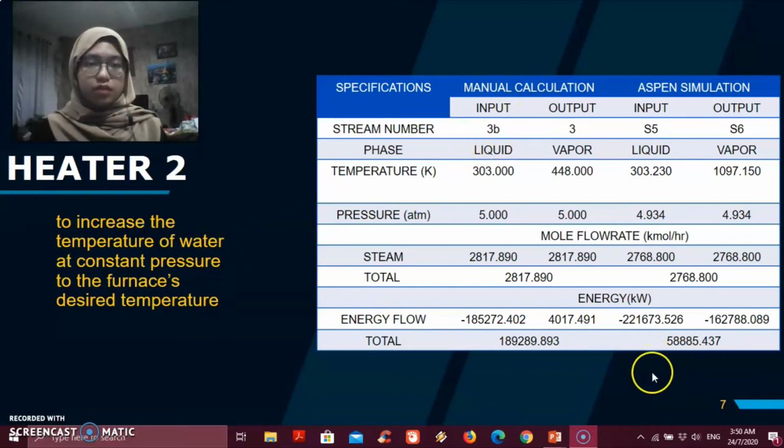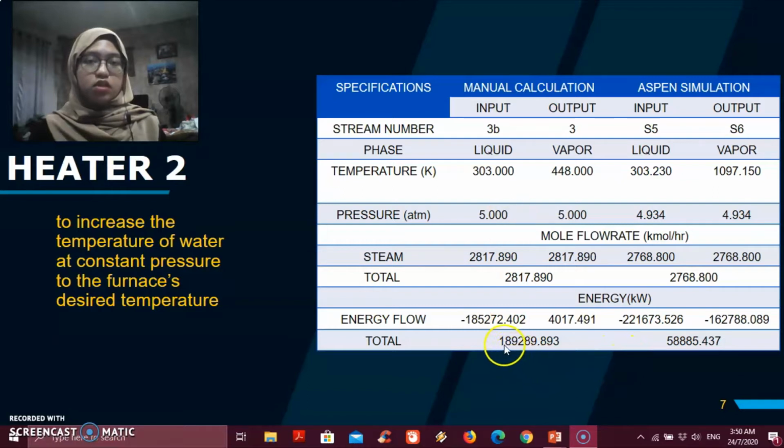From the table, the input is similar for both, but the output temperature is different, with manual calculation having 448 while Aspen simulation has 1097 Kelvin. The pressure is similar and the mole flow rate is also similar to the previous unit. And then we have the energy, which again has a big difference.